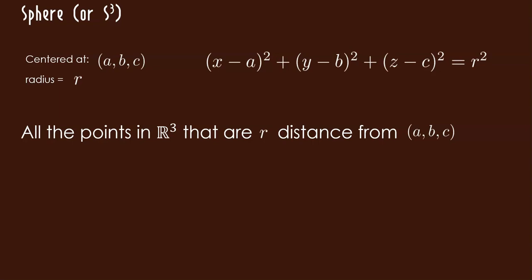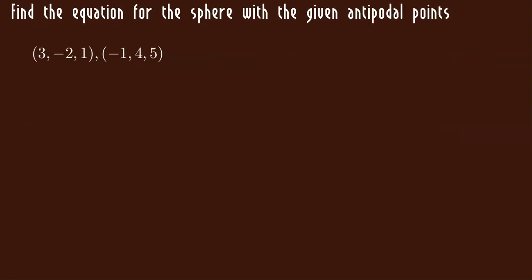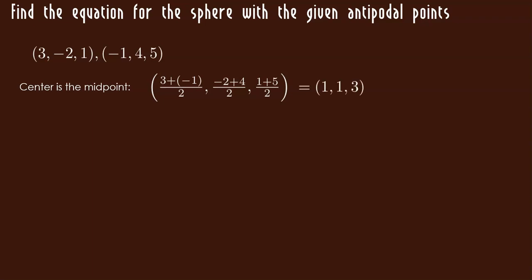If I have 2 points that are the ends of a diameter, called antipodal points, say I have (3, -2, 1) and (-1, 4, 5). The first thing I want to do is find the midpoint, because that will give me the center of the sphere. To find the midpoint, you take the average of each coordinate. So I have (3 plus -1) over 2, (-2 plus 4) over 2, (1 plus 5) over 2. So the center of my sphere will be (1, 1, 3).